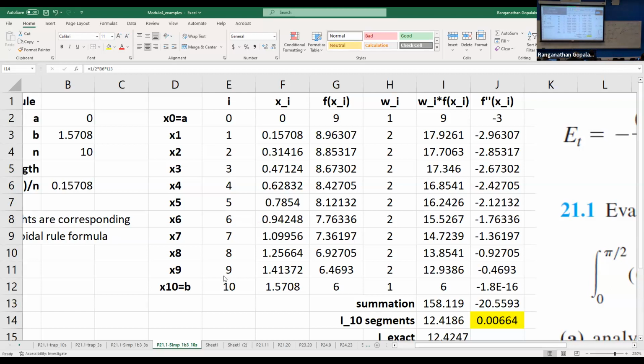All right. So listen, take a pause, listen. So this was our spreadsheet when we did the trapezoidal rule. It still has some common features, like for example, we still have a to B, and we have a step length which is B minus A divided by N.